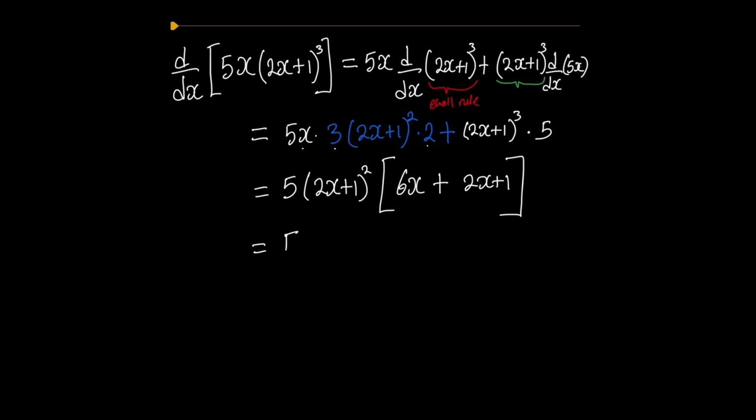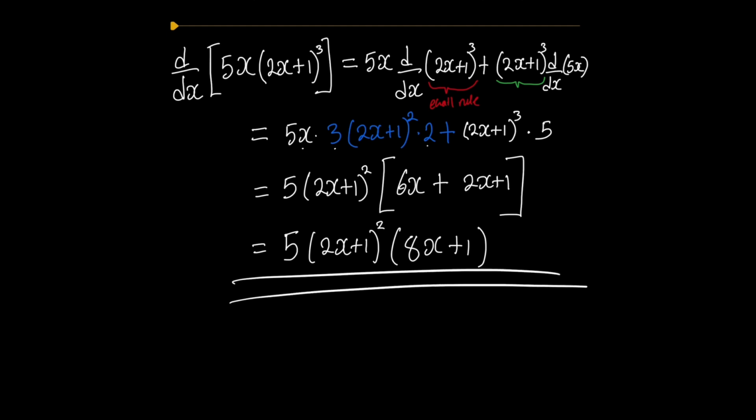So we have 5 into 2x plus 1 power 2, and then into 8x plus 1. And that becomes our answer to the derivative of 5x into 2x plus 1 all of it cubed.